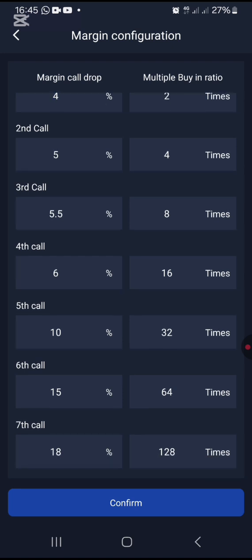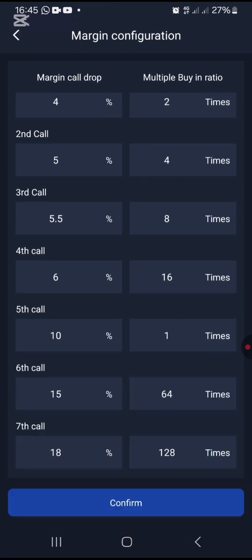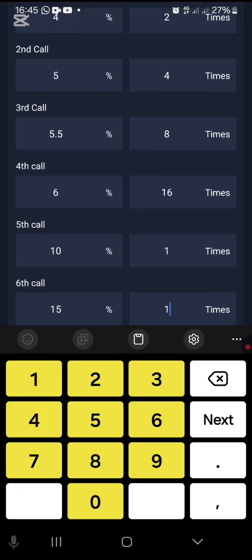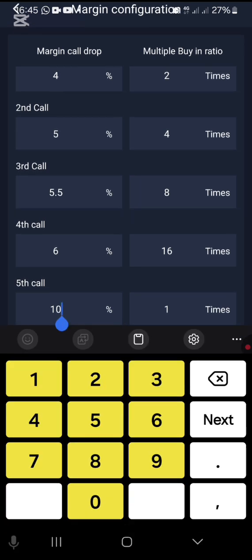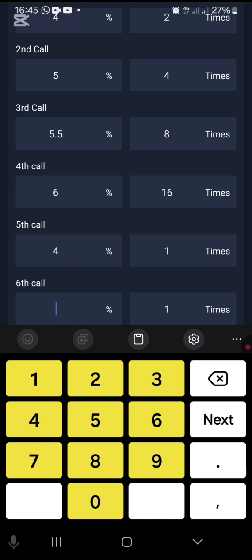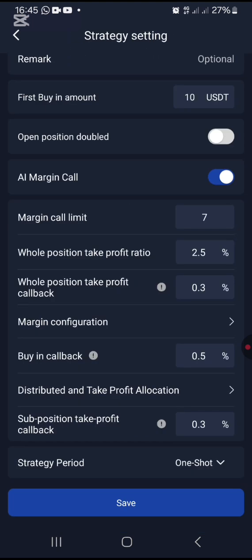So you confirm. The rest I can reduce to a 1. Why? Because these are sub positions, and dollar cost averaging will work more in the first calls. You can also change this. It is a 15. You can put, let's say, a 4 and a 4. So we are protecting your money from the market using this strategy.